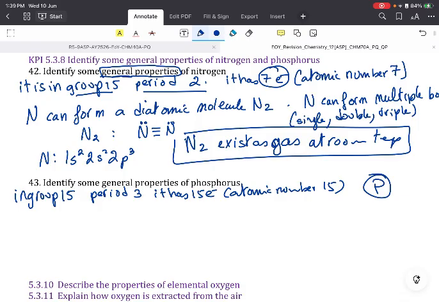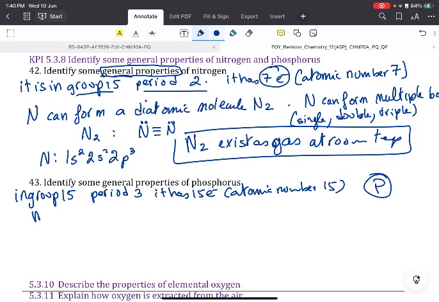Phosphorus can exist in different allotropes. We have P4, we have P8. We have a lot of allotropes for phosphorus. Do you really need to know them? No. It exists in the solid form. I'm just going to name them: white phosphorus, red phosphorus, black phosphorus, violet phosphorus. This is how the allotropes of phosphorus are called.